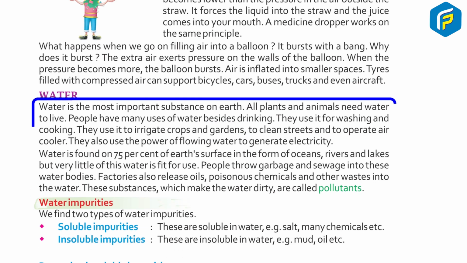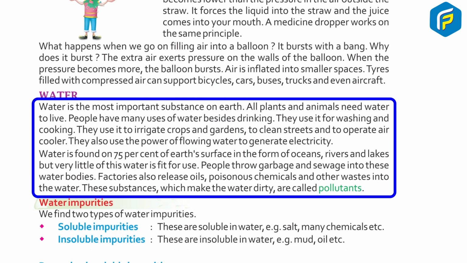Water. Water is the most important substance on earth. All plants and animals need water to live. People have many uses of water besides drinking. They use it for washing and cooking. They use it to irrigate crops in gardens, to clean streets, and to operate air coolers. They also use the power of flowing water to generate electricity.